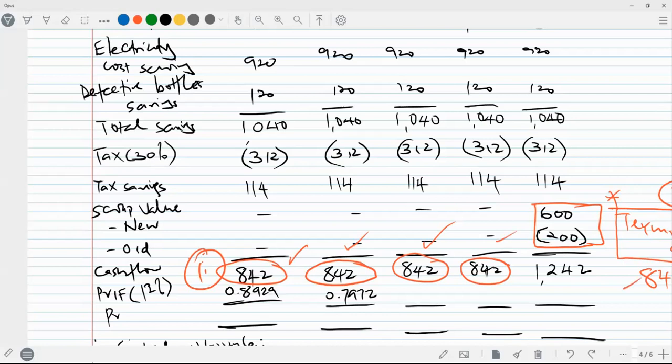Don't forget, all of them are incremental. For example, this 920 is a saving you'll be making in case you implement, so this is an increase for the company. 120 is a saving you're making. These are taxes you're paying because of the saving. So they're all incremental, don't forget.